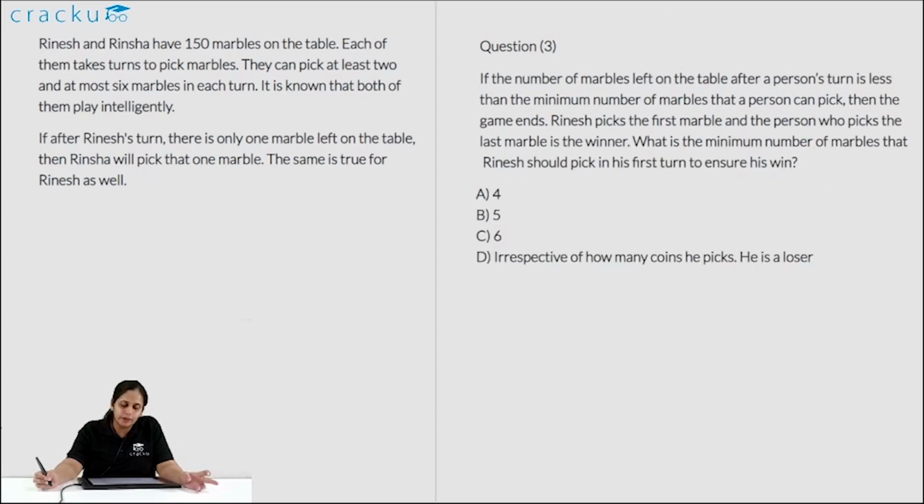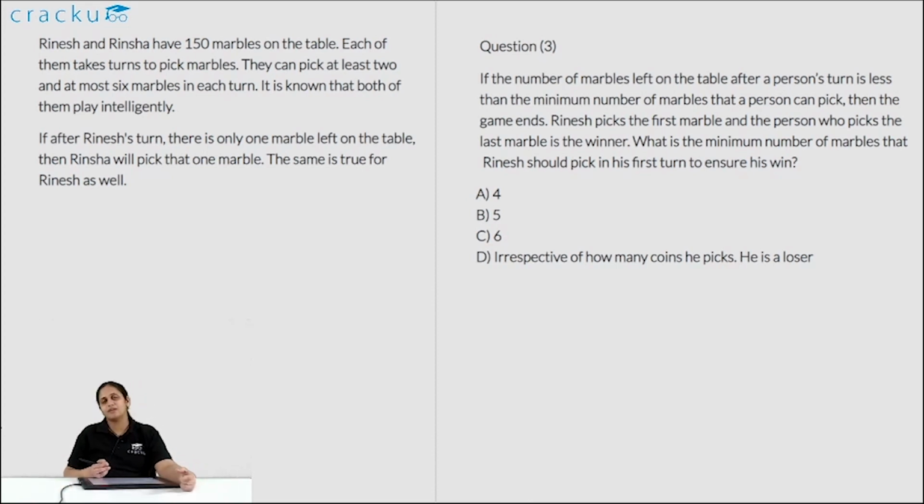So consider the third question. If the number of marbles left on the table after a person's turn is less than the minimum number of marbles that a person can pick, then the game ends. Dinesh picks the first marble and the person who picks the last marble is the winner. What is the minimum number of marbles that Dinesh should pick in his first turn to ensure his win? So what does this mean?